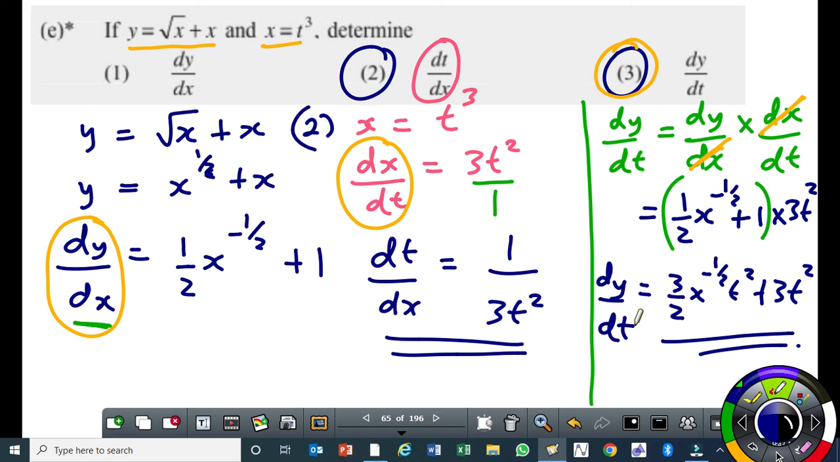So this will be the end of rules of differentiation. Okay? That will be the end of rules of differentiation.